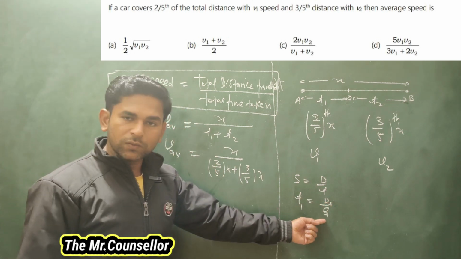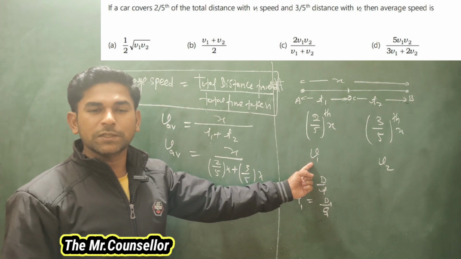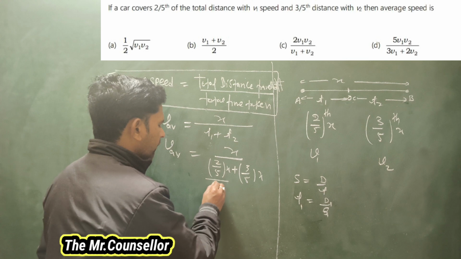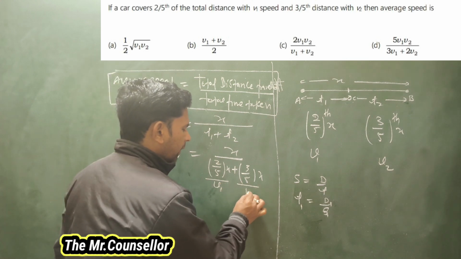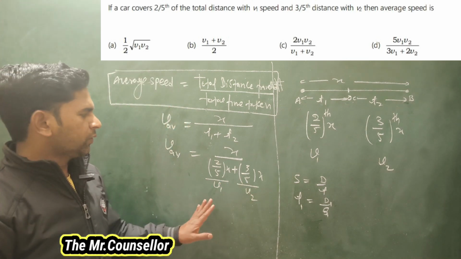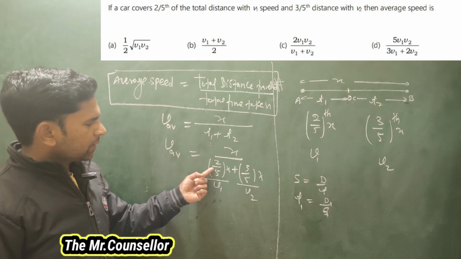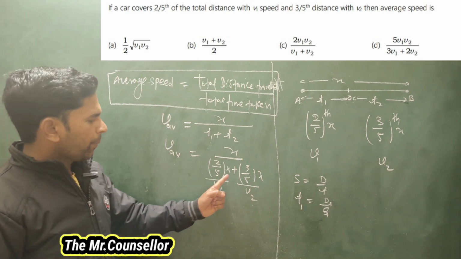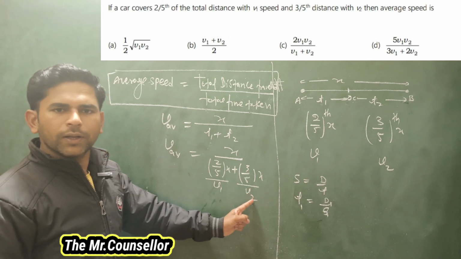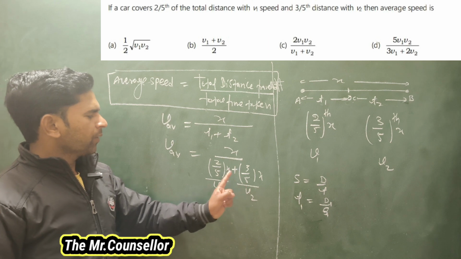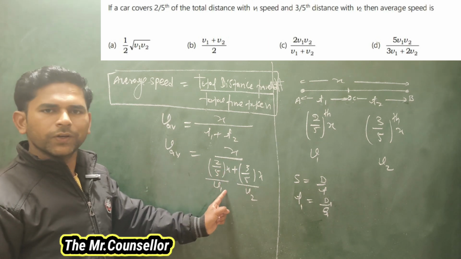But we need to find s1 also. What is s1? It means speed 1, which is v1. So we can write here v1, and divided by here we write v2. Is it okay or not? Till here any doubt? No doubt, no? So it means d1 upon s1 plus d2 upon s2, first distance divided by first speed plus second distance divided by second speed.